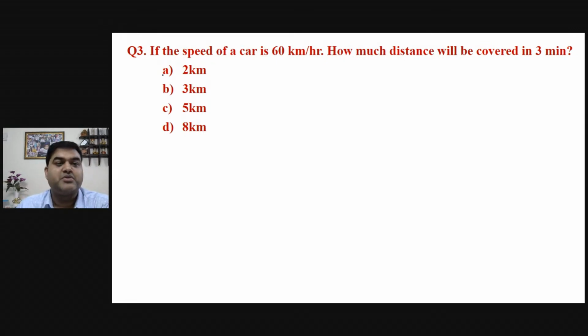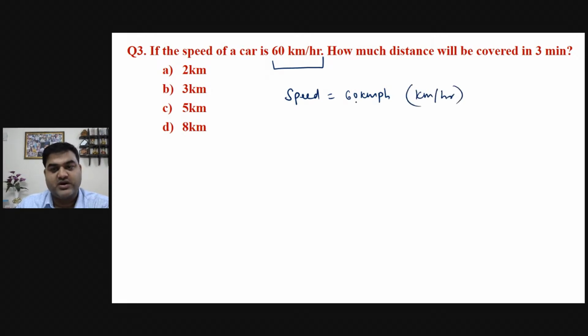Okay. Now, question number 3. If the speed of a car is 60 kilometer per hour, what is given? Speed is given 60 kmph, you can write, or you can write kilometer per hour. So these two are same. Sometimes it will be given kmph, kilometer per hour. How much distance will it cover in 3 minutes? Okay, so time is given, 3 minutes, and what they are asking, find the distance, right?